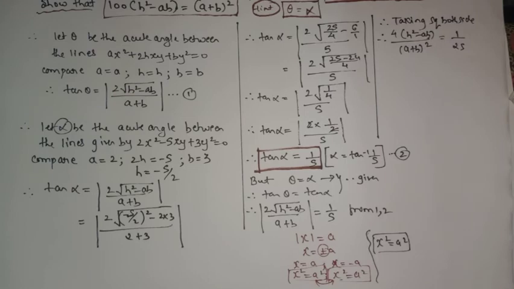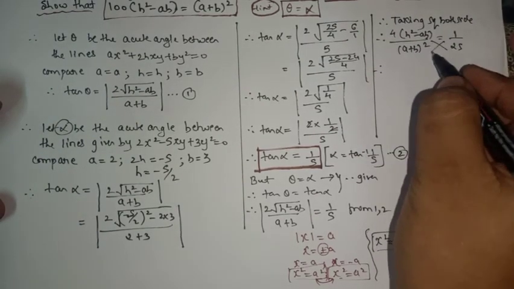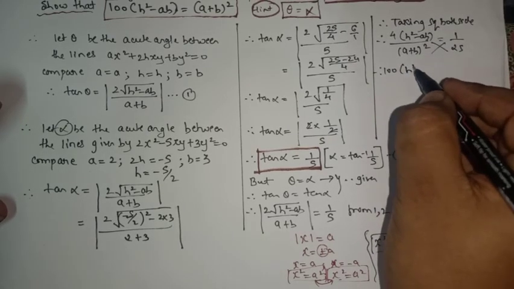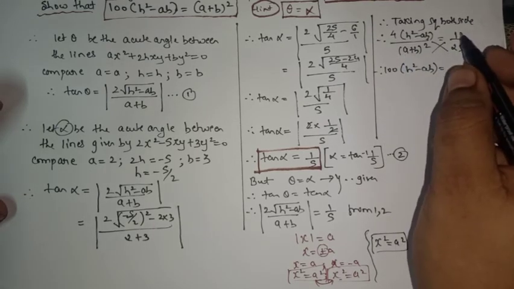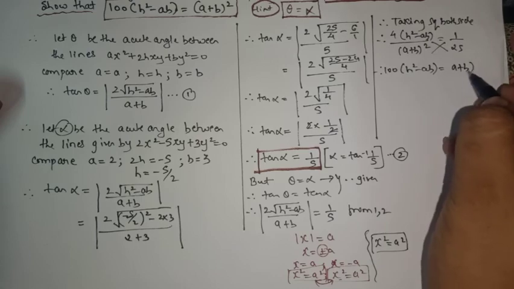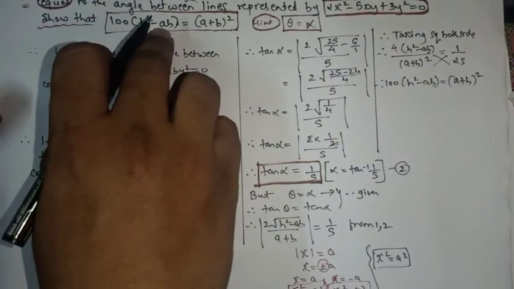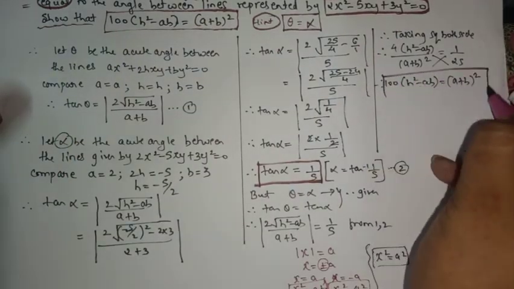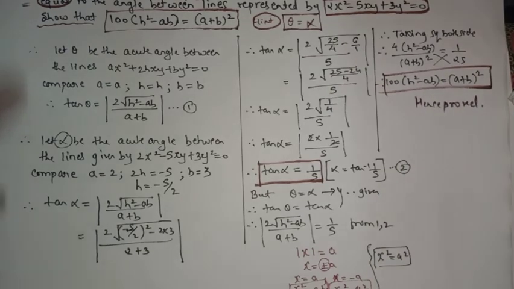So now simply cross multiply. 25 fours is 100. This will be h square minus ab. This will go up. So a plus b the whole square into 1 is a plus b the whole square. Yes, we got the answer: 100 times h square minus ab is equal to a plus b the whole square. So we can say, hence proved.